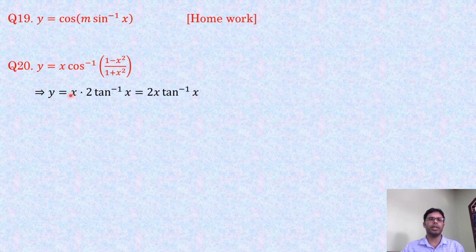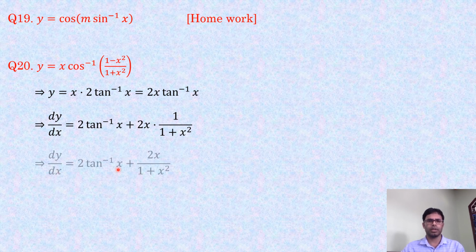So y is equal to x into this term, which is 2 tan inverse x, that is twice x tan inverse x. Now we will apply the product rule here. So dy/dx is equal to this 2x derivative is 2 only, tan inverse x remaining same, then plus 2x remaining same, and tan inverse function derivative is 1 by 1 plus x square only. Okay, so now just simple calculation: 2 tan inverse x, plus twice x by this one. You may leave the answer here.